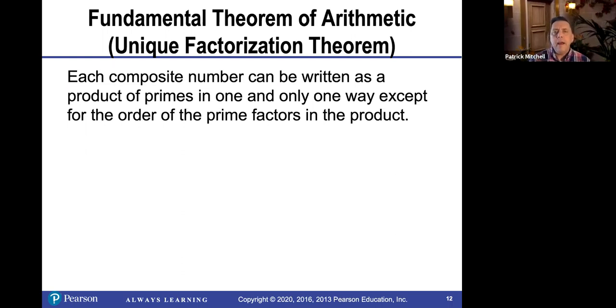And I tend to be a little obsessive about this. I usually like to write my prime factorizations with the smallest prime number written first and then working my way up. If we always agreed to write them that way, then we wouldn't even have to say this last part. We would just say there's one and only one way to prime factor a number.